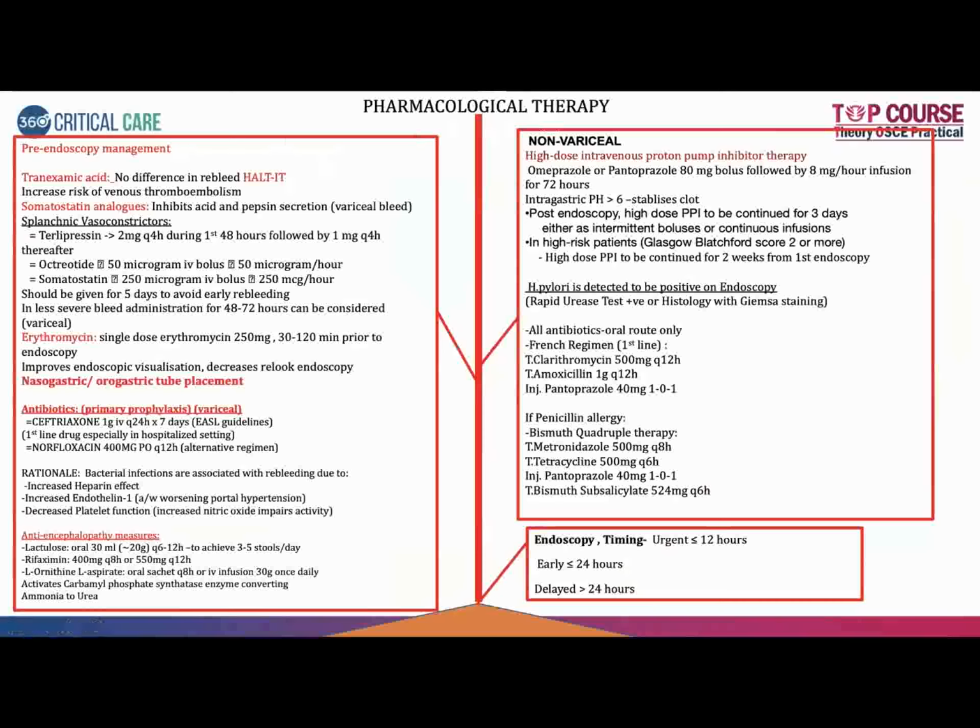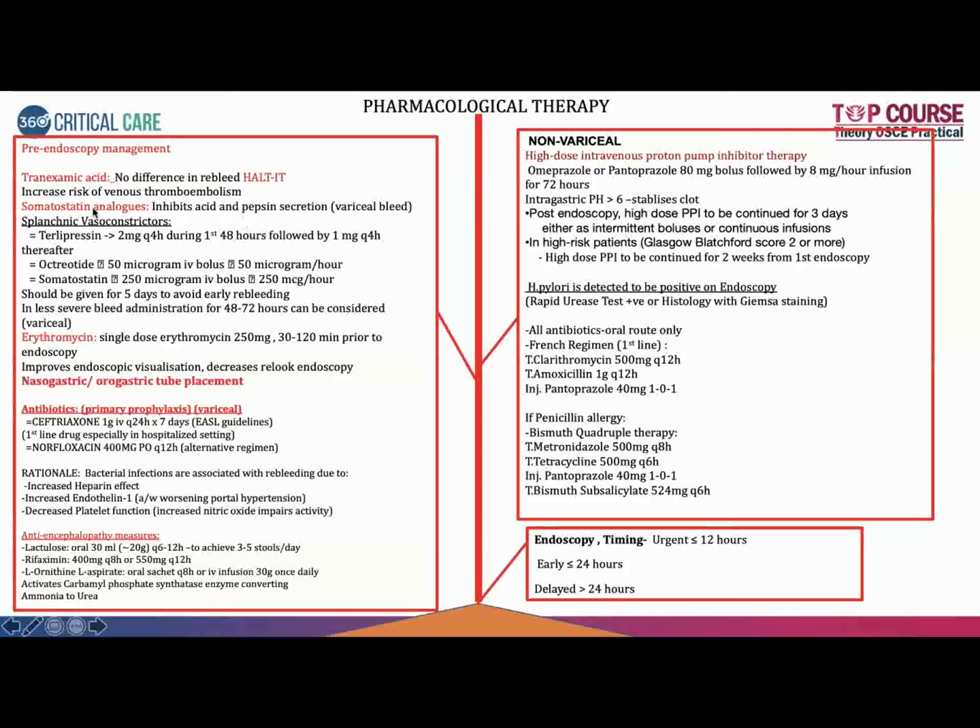Is there any indication or evidence for tranexamic acid in GI bleed? No, this is as per the halted trial. So what did they find? There is no difference in the rebleed, but the risk of venous thromboembolism is very high when the patients were treated with tranexamic acid. So tranexamic acid is not recommended in GI bleed.